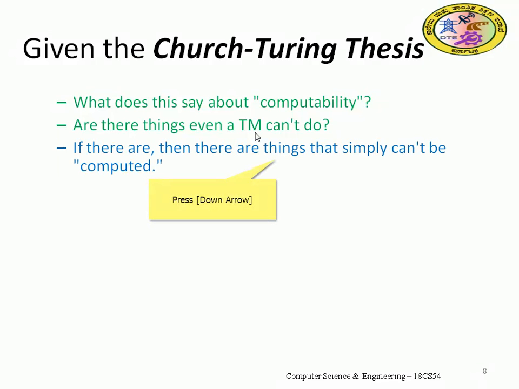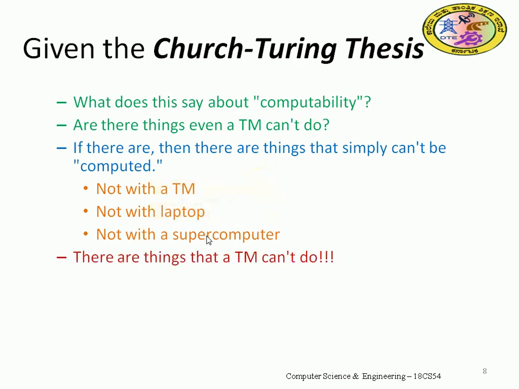If there are, then there are things that simply cannot be computed. Cannot be computed, not with a Turing machine, not with a laptop, not with a supercomputer. So there are things that a Turing machine cannot do, things the Turing machine is still unable to do.